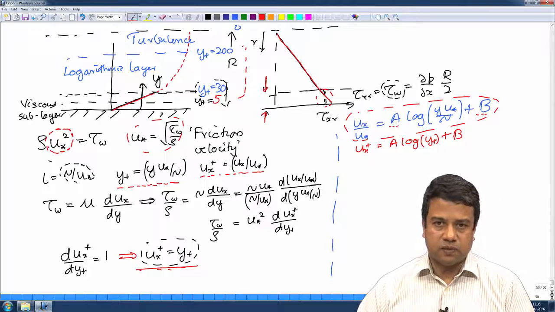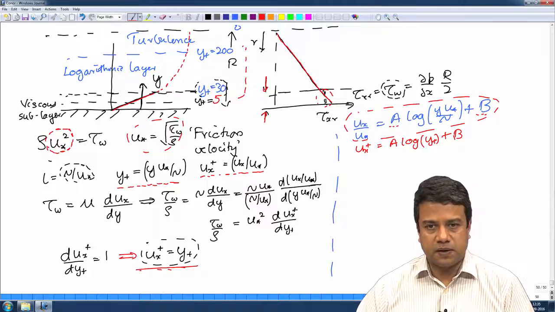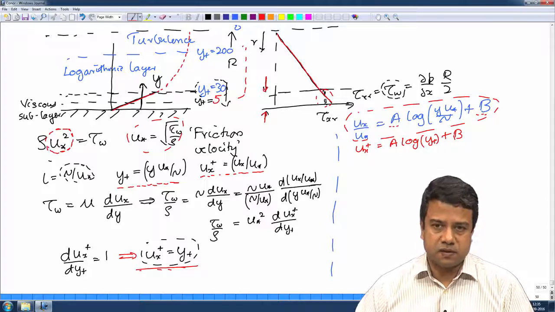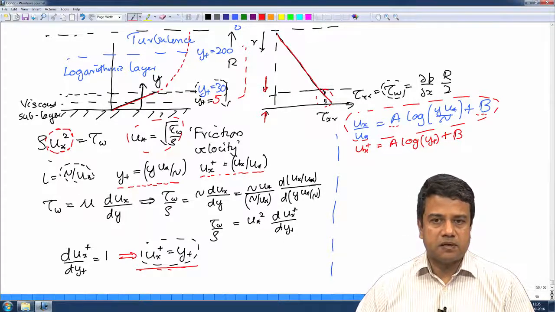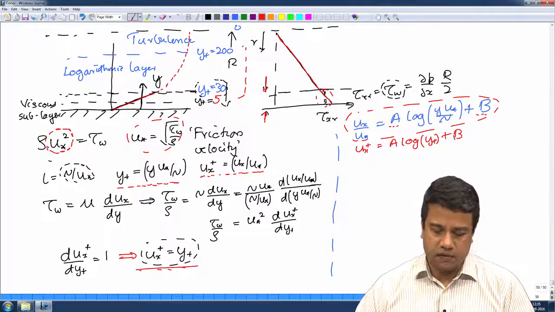This is for a smooth pipe. And then, depending upon the roughness of the pipe, these constants could change as well. So, that is a broad summary of the features of the turbulent flow in a pipe.